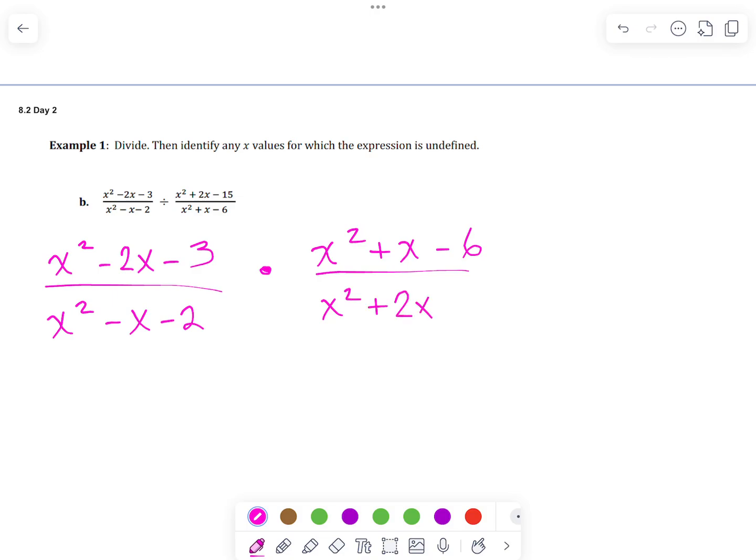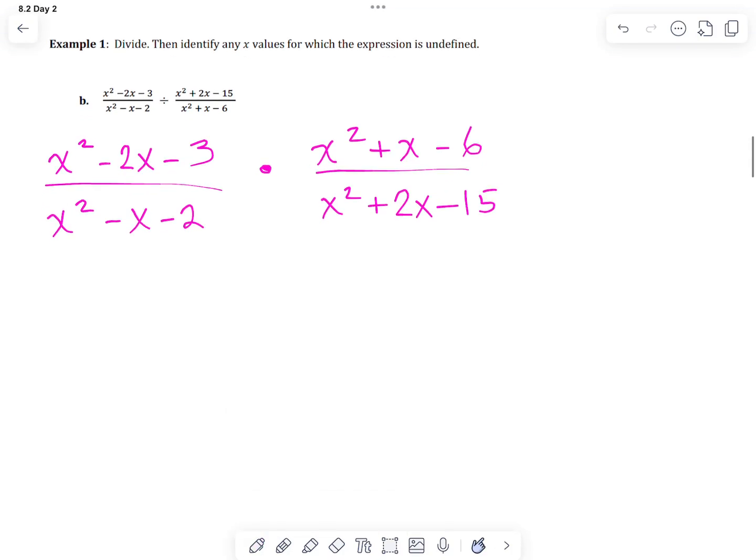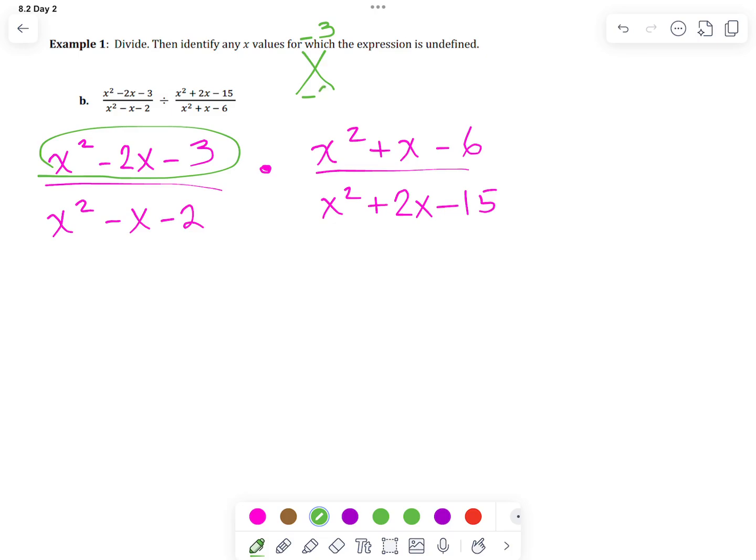Now before we begin multiplying across, we look for any common factors. So we have to factor all of these quadratic trinomials. So this first one, by the diamond method, what are the factors of -3 that add to -2, which is -3 and +1. Well, if you can start to do these in your head without the diamond, that's fine.